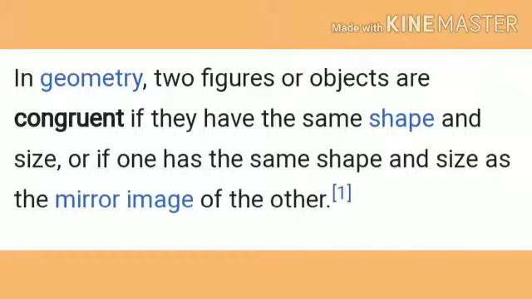Okay. If you remember, in ninth standard we discussed congruent figures and congruent triangles. What do you mean by congruent? In geometry, two figures or objects are congruent if they have the same shape and size, or if one has the same shape and size as a mirror image. If the two objects or figures are exactly the mirror image of each other, then we say they are congruent. That means congruency focuses on two things, shape as well as size. Two objects with the same shape as well as the same size, we say they are congruent.